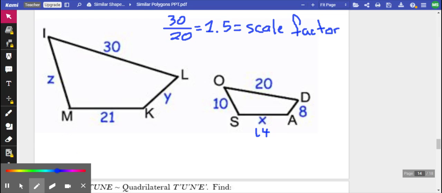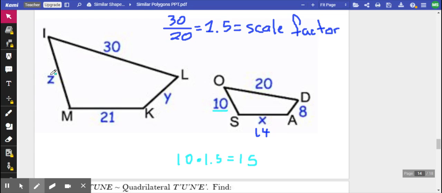So for instance, I could take this 10 right here and I could do 10 times 1.5, and that would give me an answer of 15 and give me the answer for my z right there. And then I could do the same thing. I could do 8 times 1.5, and that would give me that y over here is equal to 12.